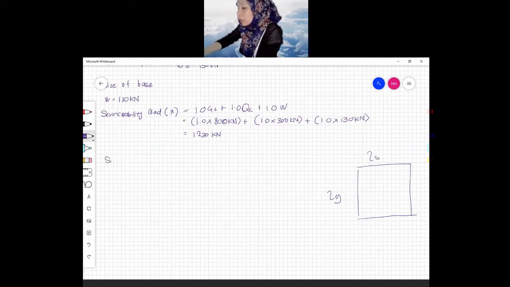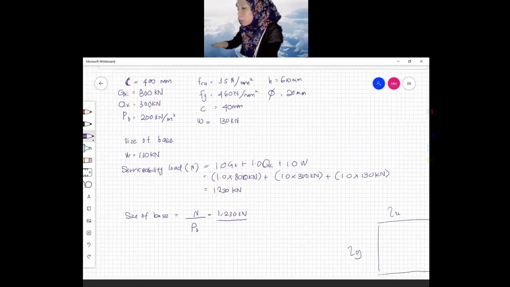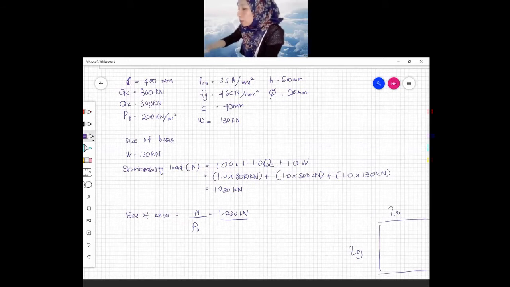For the size of base, we know the formula to calculate it is to use the serviceability load, N, and divide by PB, which is the bearing capacity of soil. Then you just insert 1230 kilonewton, divide with PB, which is given in the question. It is 200 kilonewton per meter square.